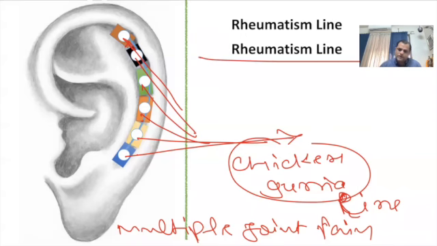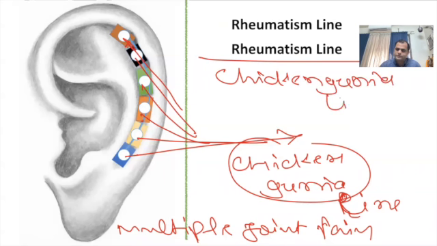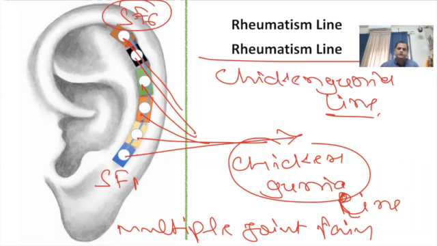So this line is called the rheumatism line, as well as the chikungunya line. इसी को हम चिकनगुनिया लाइन के नाम से भी पुकारते हैं, right? So the meaning of chikungunya line: when we are doing the combination of SF1 to SF6 all together, that becomes the chikungunya line or the rheumatism line.